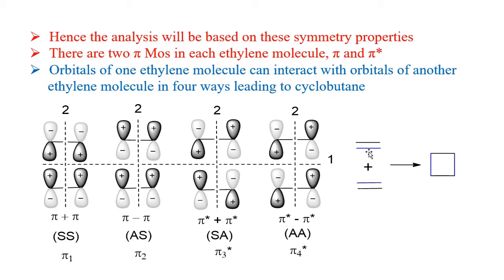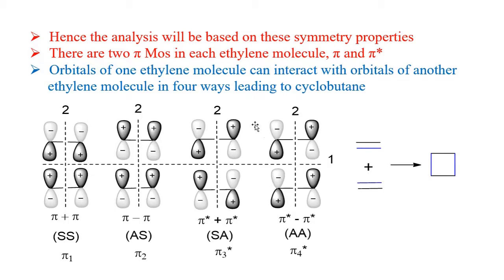That is, 4 pi molecular orbitals of 2 ethylene molecules interact with each other, forming 4 sigma molecular orbitals in 2 sigma bonds in cyclobutane. And these 4 pi molecular orbitals, pi 1, pi 2, pi 3 star, that is an anti-bonding molecular orbital, and pi 4 star, another anti-bonding molecular orbital, altogether 4 pi molecular orbitals, can combine in 4 different ways. There is a possibility for the combination in 4 different ways.